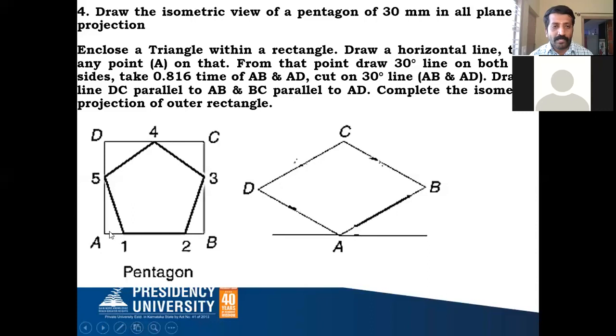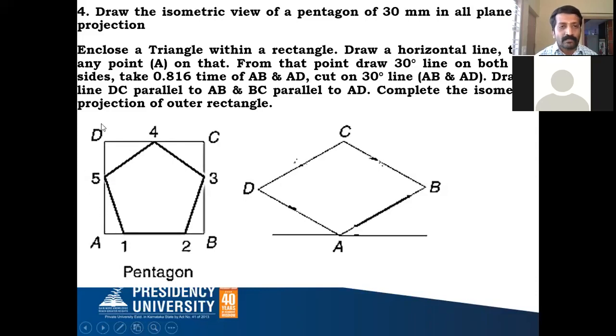From 1 you draw a horizontal projector to the left side to some length. From 2 you draw a horizontal projector to the right side, and from 4 you draw a horizontal projector to the left side. From 4 you draw the horizontal projector to the right side. Okay. Now from 5 you draw the vertical projector upwards and the vertical projector downwards.